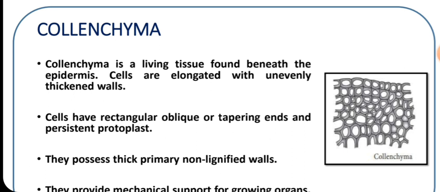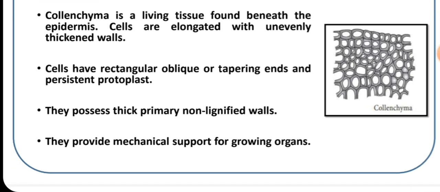They also consist of persistent protoplast. Why is it called living tissue? Because protoplasm is there. Protoplasm is the physical basis of life. Protoplasm is nothing but the cytoplasm and its nucleus, both together. So they continuously have the protoplasm, and they possess thick primary non-lignified walls. Their cell walls don't contain lignin, but they are very thick.